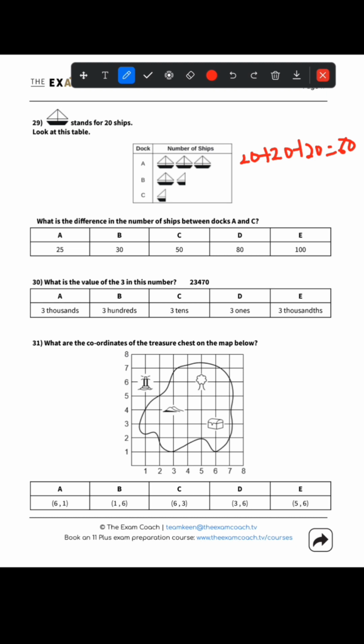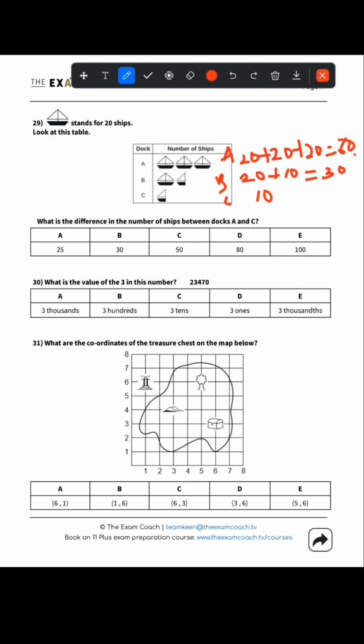Which is 60. For B, that's 20 plus, this second sheep is a half. Half of 20 is 10. And for the last one it is just half, which is 10. So the difference between dock A and C, this is for A, B, and C: the difference between 60 and 10 will be 60 minus 10, which is 50. And our answer is C.